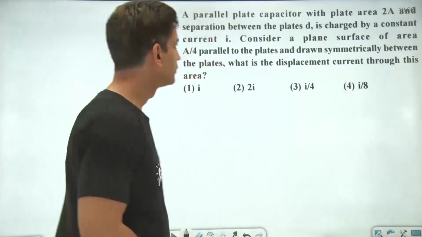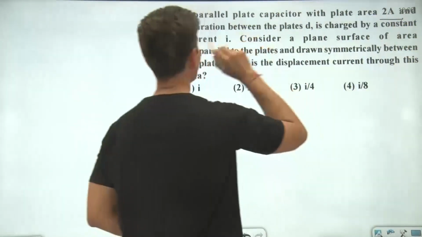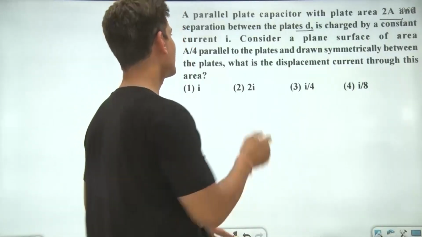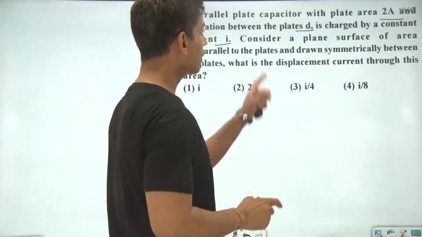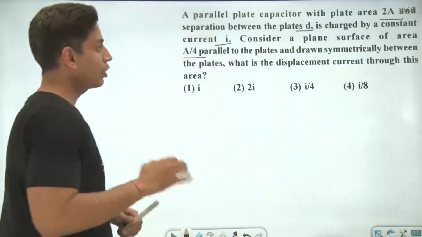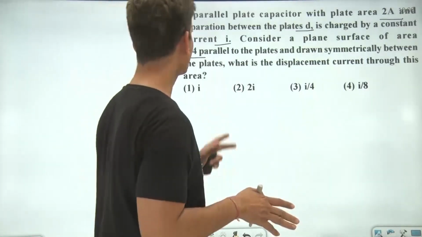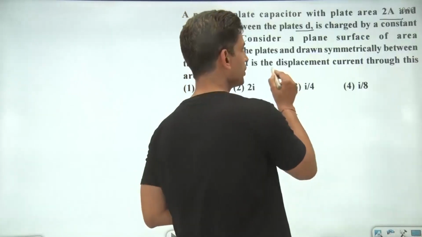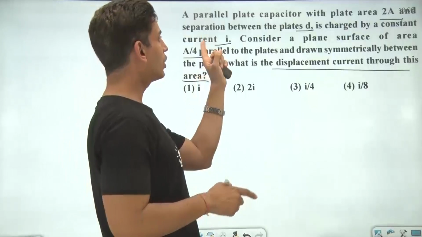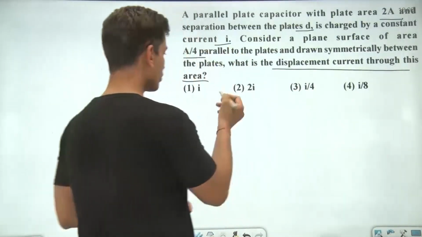The next one is a parallel plate capacitor with plate area 2A and a separation between the plates d, charged by a constant current I. Consider a plane surface of area A by 4 parallel to the plates and drawn symmetrically between the plates. What is the displacement current through this area? Which area? A by 4. And you are charging the capacitor by a current I, and the question is asking about the displacement current.